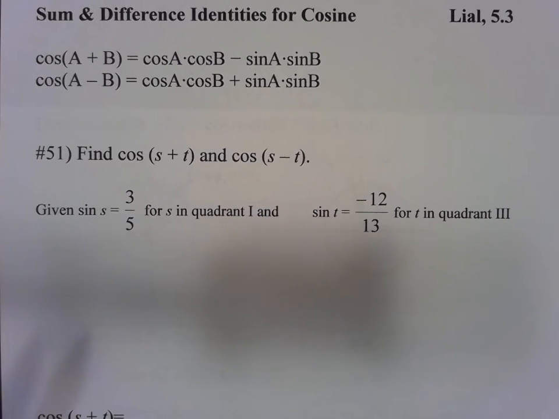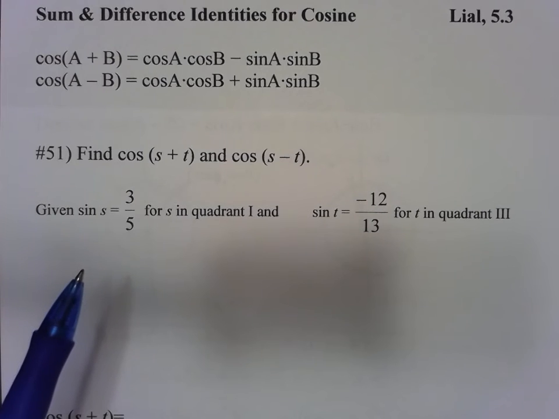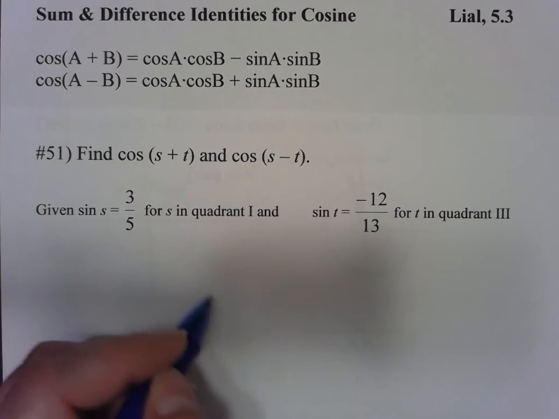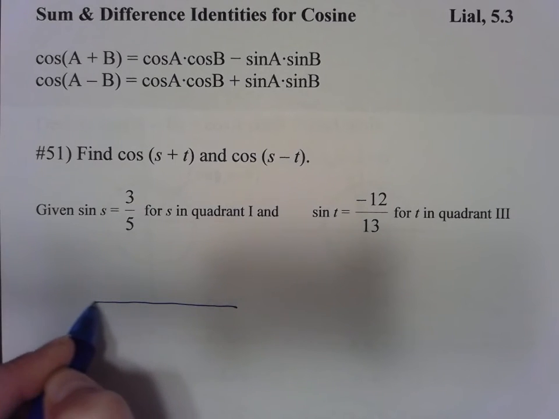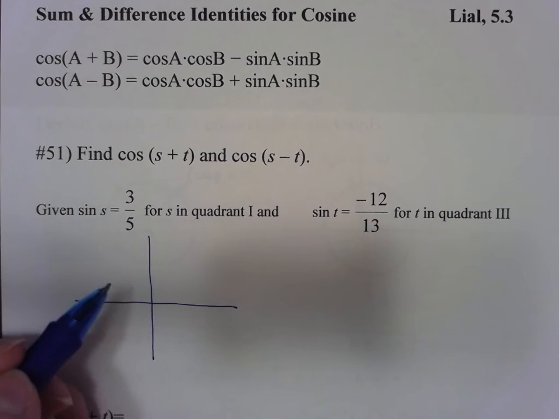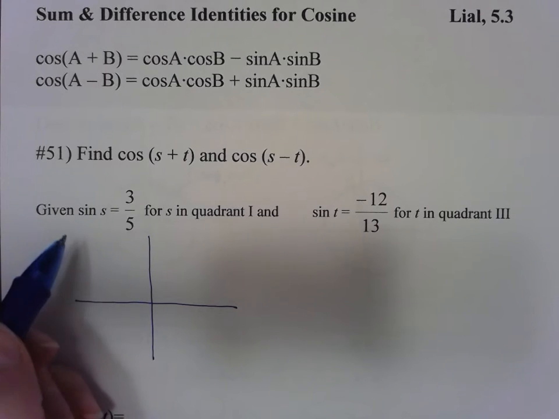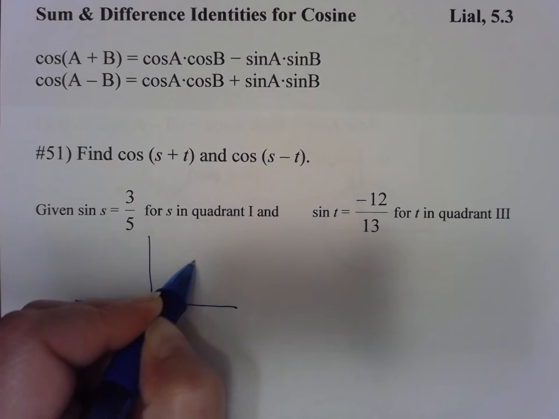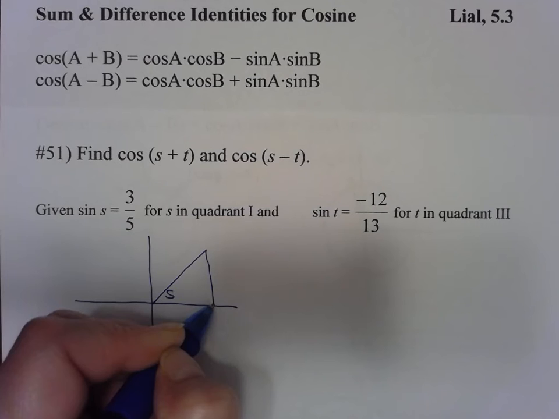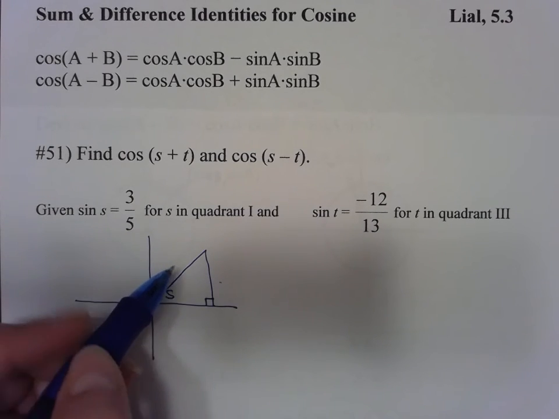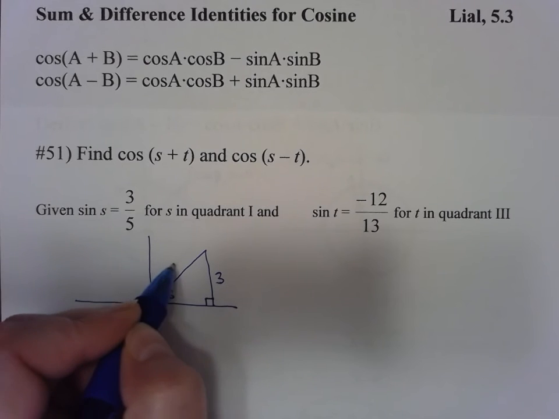You could do this a couple of ways. You could use the identities if you like. I always gravitate towards the triangles first, so I'm going to go with that. But if you'd rather use the identity, you could do that. Okay, I'm going to make a triangle for both S and T. Angle S is in quadrant 1. So if we create a triangle, we're told that the sine of S is 3 over 5.